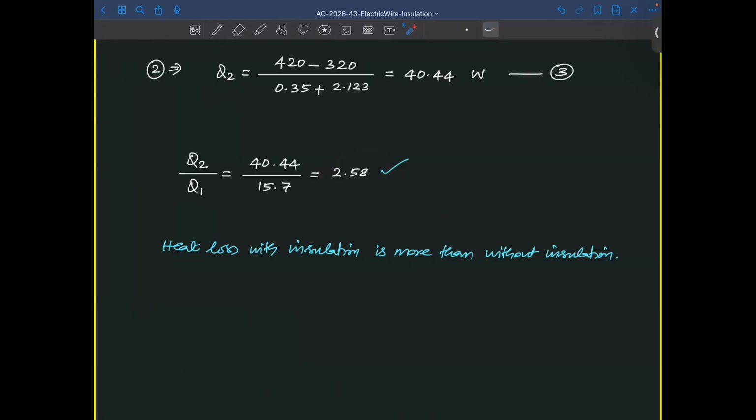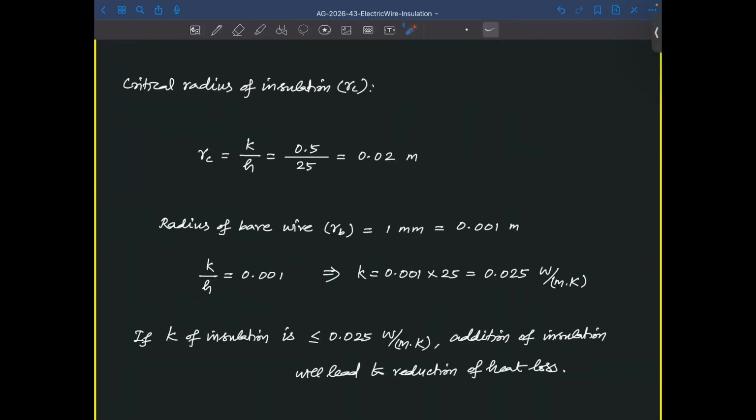Normally we have this kind of arrangement for electrical wires because we need electrical insulation as well as heat loss. Heat has to be dissipated very fast. So normally electrical wires are chosen with insulation whose critical radius is higher than the radius of the bare wire. Here the critical radius is 0.02 meter, whereas the bare wire is 0.001 meter. So the electrical wire has the purpose of electrical insulation, and it is also dissipating heat at a faster rate, which is also needed here.